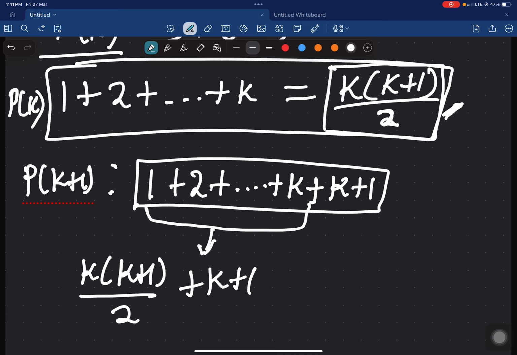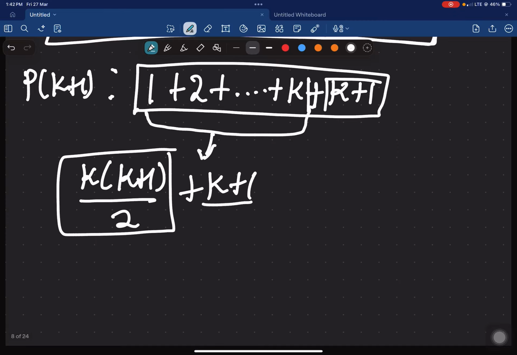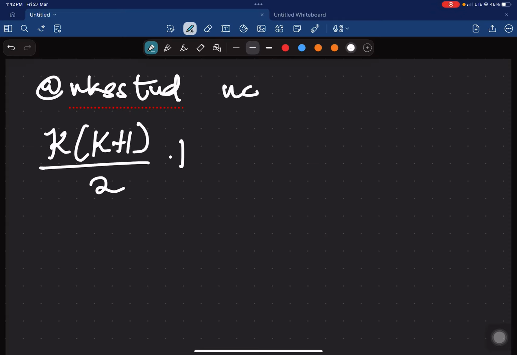So 1 plus all the way to K over here is what we have over here. Then the last addition, which is K plus 1, is what we have over here. So now let's work on this particular term. So let's write this in the next page. So K into K plus 1 over 2 plus K plus 1. Now let's try and perform some simple arithmetic over here.